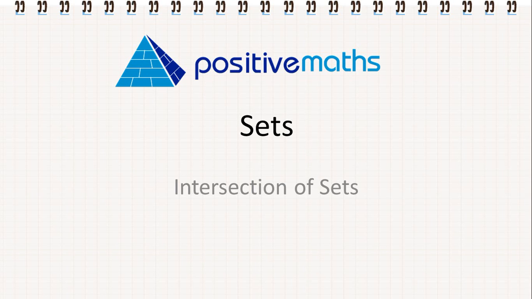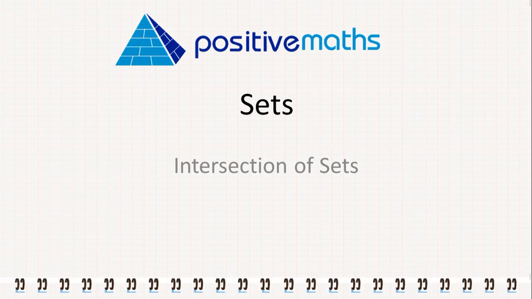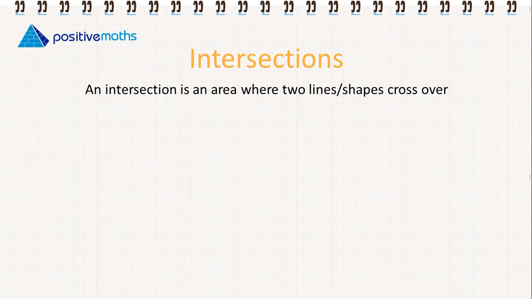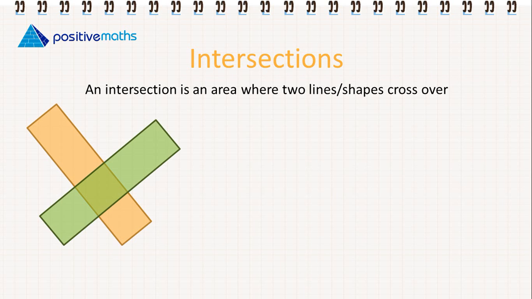In this video for Positive Maths, we're going to learn about the intersection of sets. So an intersection is an area where two lines or shapes cross over. So if we look at this first diagram that we're given, this area here is the intersection of these two shapes.